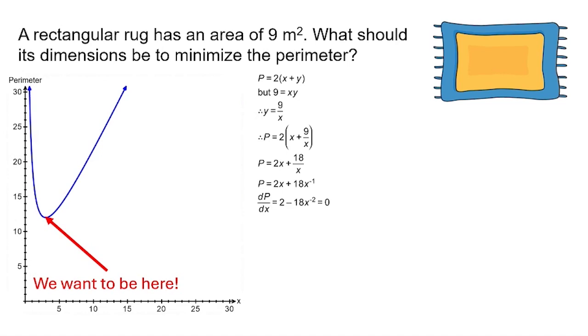We differentiate it, we equate it to 0, and we solve, and we get that x equals plus or minus 3. Obviously, in this context, x can only be positive 3, and so in fact, the rug ends up being square, 3 meters by 3 meters.